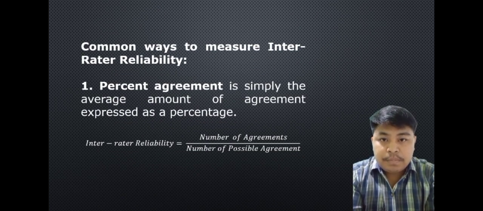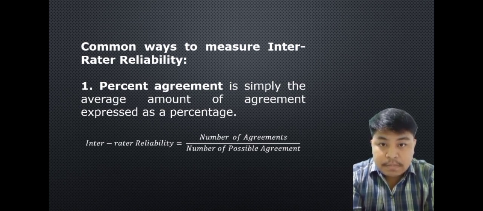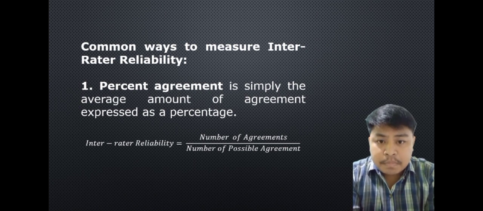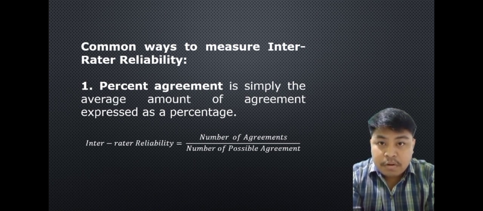So, there are methods in measuring inter-rater reliability. First is the percent agreement. Percent agreement is simply the average amount of agreement expressed as a percentage. So, we have here the formula for inter-rater reliability using percent agreement. Inter-rater reliability is equal to the number of agreements over the number of possible agreements.